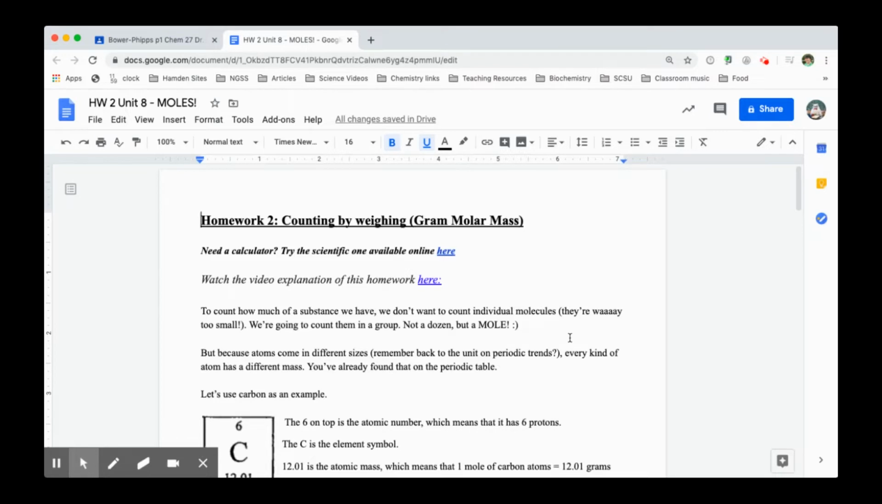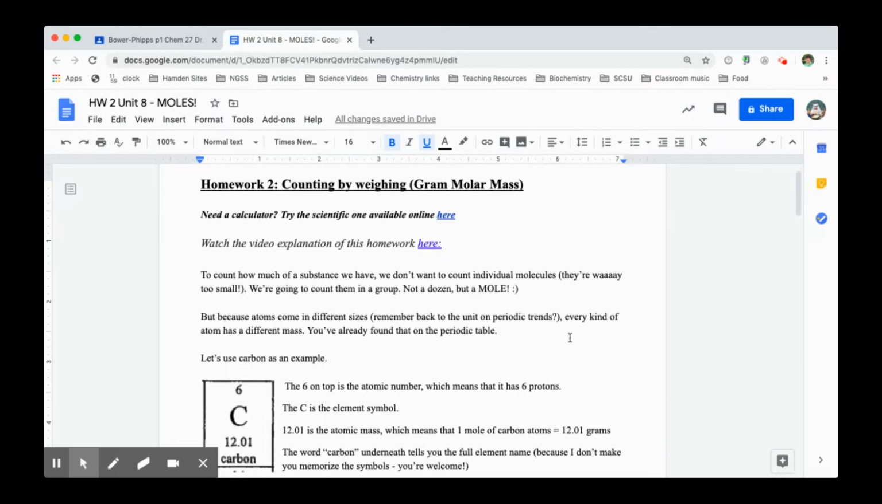Hi, everybody. This is Dr. Bower-Phipps. I'm here to explain homework 2 from Unit 8 on moles. Here we're going to count by weighing the gram molar mass of substances. That's what it's called. Because we want to count how much of a substance we have, we never want to count individual molecules. They're way too small. We're going to count them in a group.